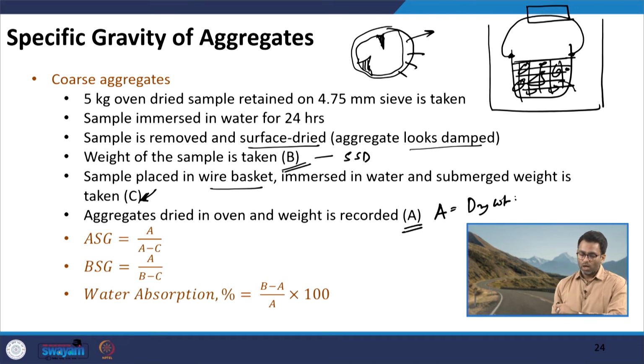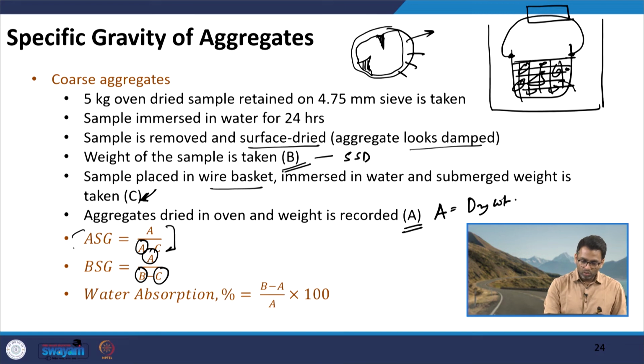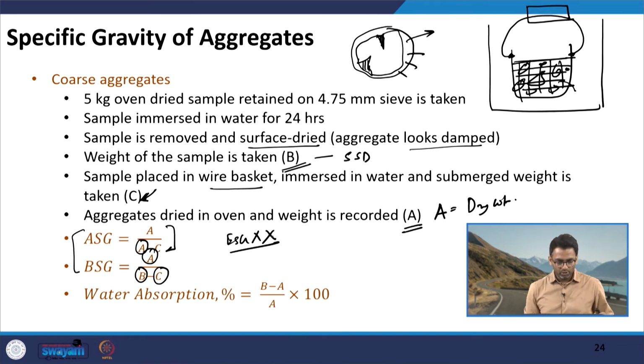So, apparent specific gravity is simple: it is A by (A minus C). Why are we taking A? Because we are interested in the volume of solids only. Bulk specific gravity is A by (B minus C), where B is the saturated surface dry weight. Why B? Because we are interested in the bulk volume of the aggregate. Here we are not talking about effective specific gravity, because we cannot determine it in the laboratory.